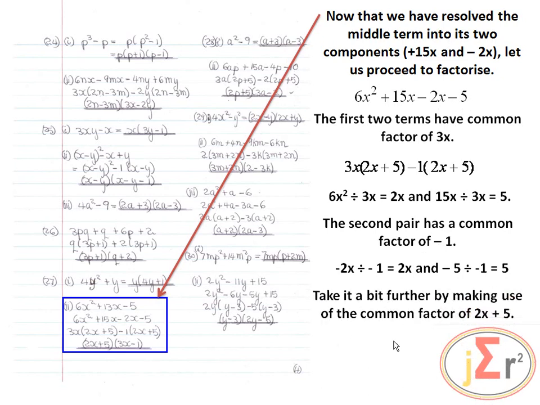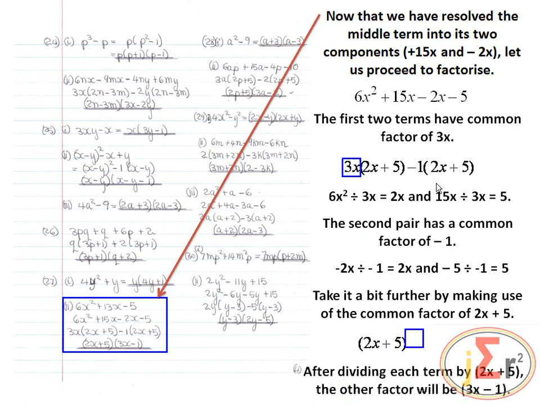Take it a bit further by making use of the common factor of 2x plus 5. There we have 2x plus 5 is our common factor. And then what do we do next? After dividing each term by 2x plus 5, the other factor will be 3x minus 1. 3x minus 1, there.